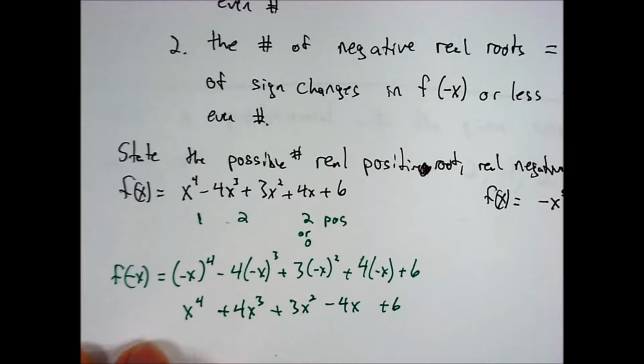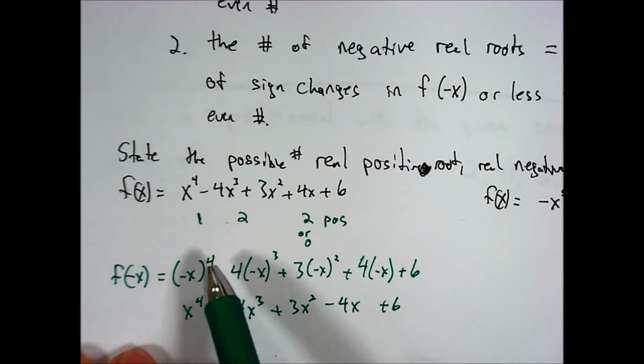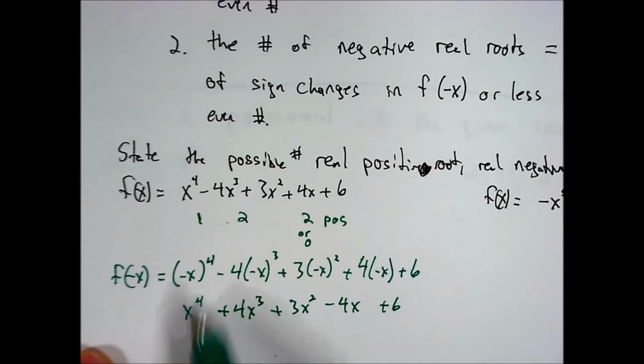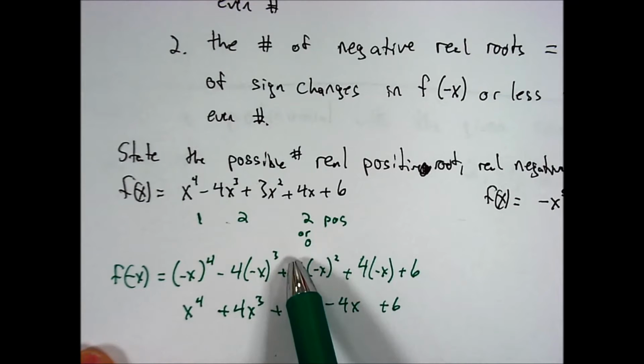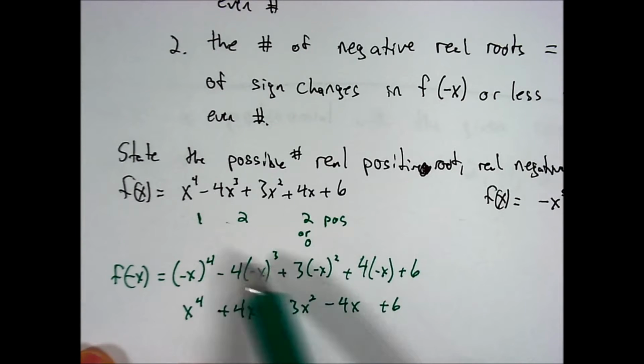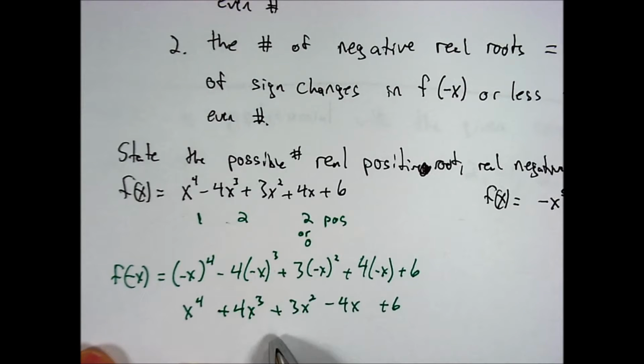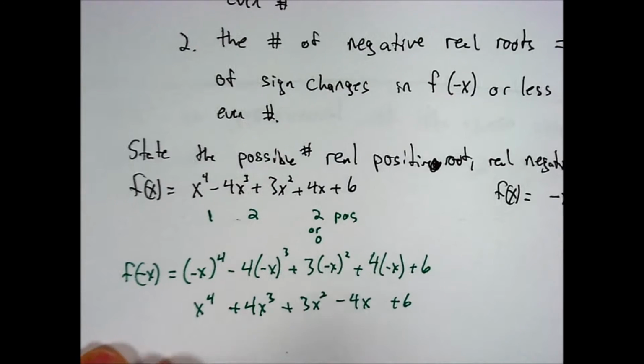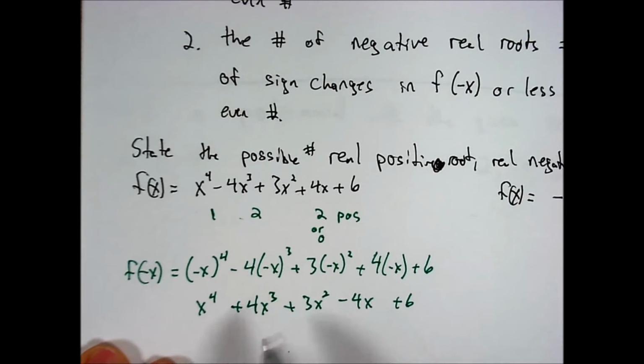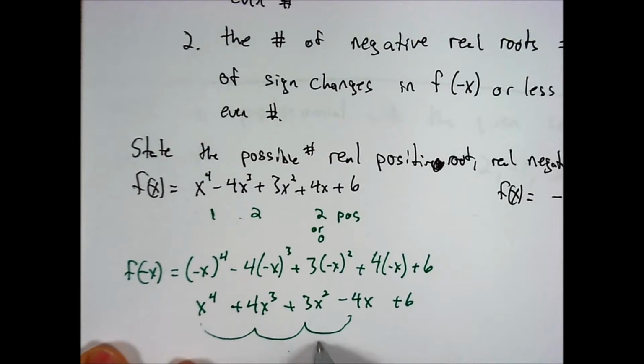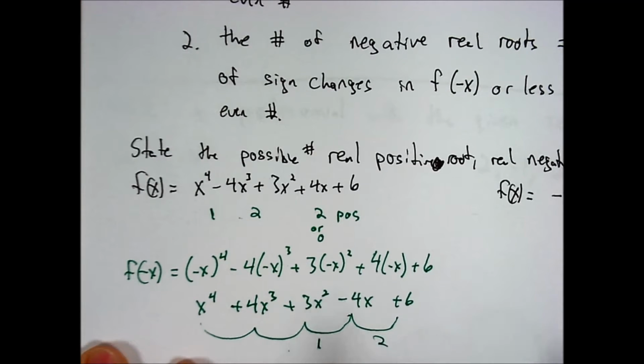And that's the pattern and that's the shortcut. For every even power, it won't matter, it won't change it. Odd powers, x to the 3rd, x to the 1st, it will change the sign. Even powers don't change it, odd powers it does change it. And now I can go and count sign changes. Positive, positive, negative, there's 1. Negative to a positive, there's my second one.